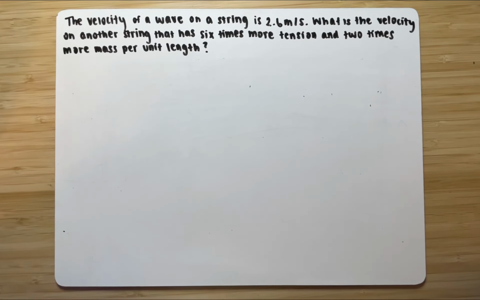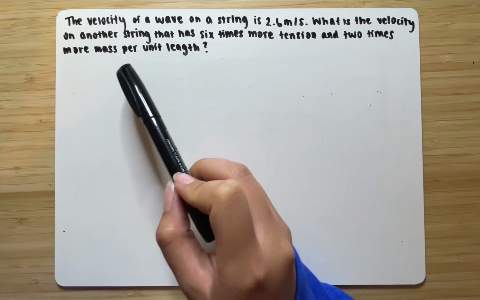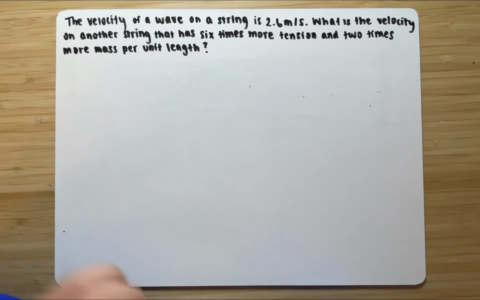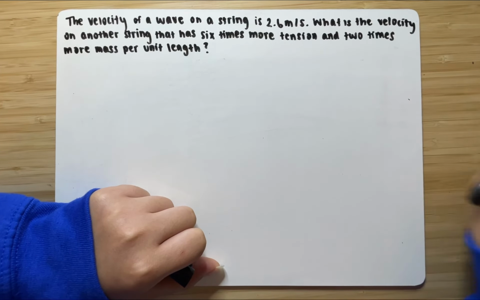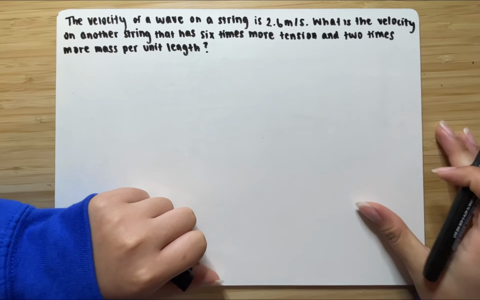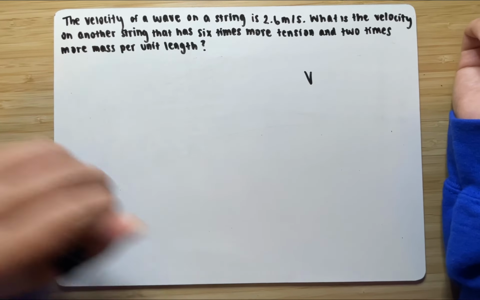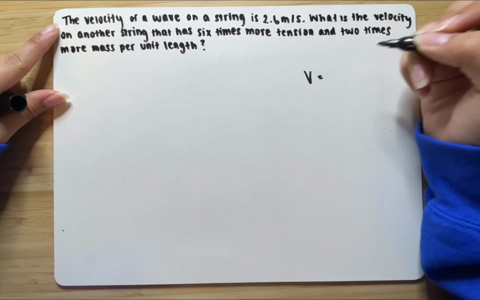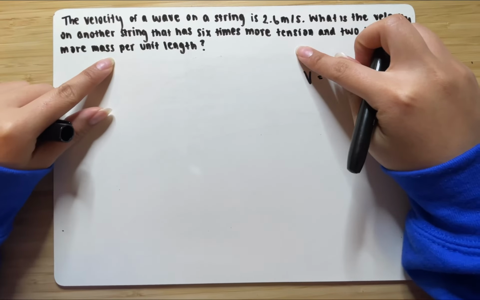The velocity of a wave on a string is 2.6 meters per second. What is the velocity on another string that has 6 times more tension and 2 times more mass per unit length? Okay. So before we begin, this is a ratio problem, and we need to identify what equation we need to use, or what equation they're using in this problem.